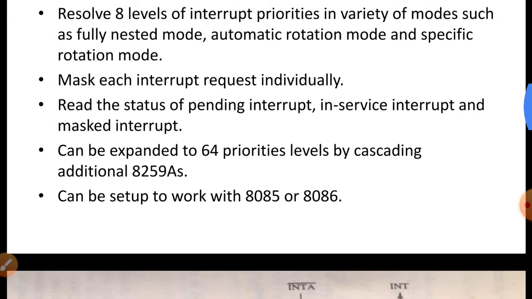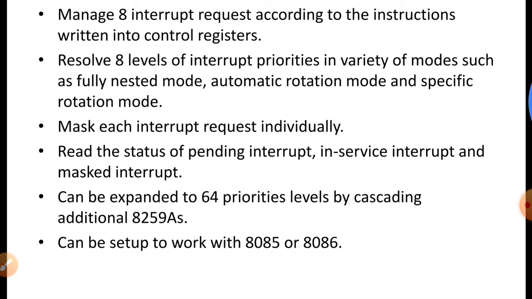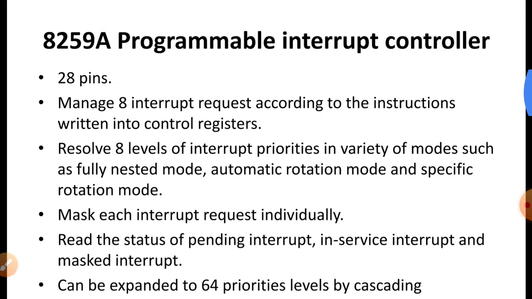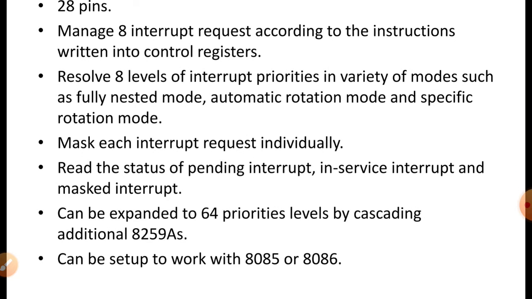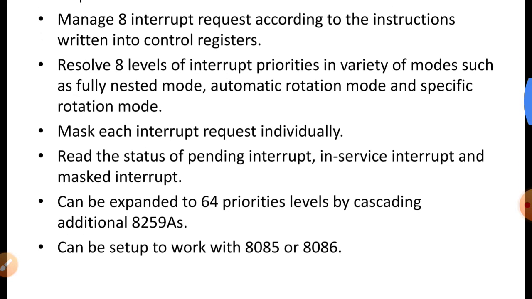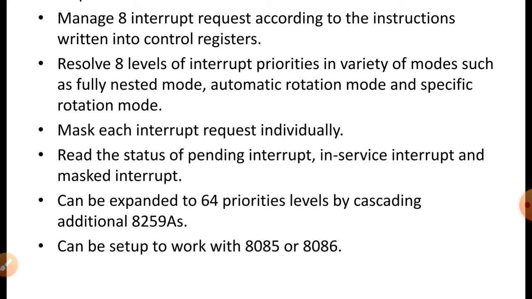Along with that, it also has the indication of which line is being served by the in-service interrupt, as well as it is used to check the masked interrupt. Now, as I told you, 8259 is capable of handling 8 interrupt lines at a time. So we have the restriction that if we are using one interrupt controller, we can handle only 8 devices.